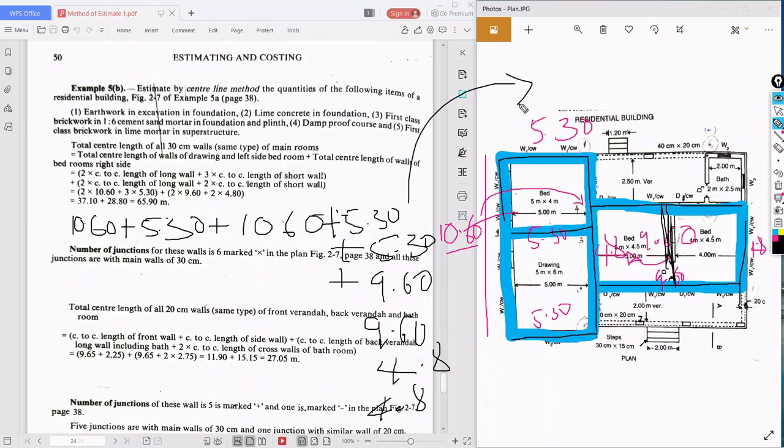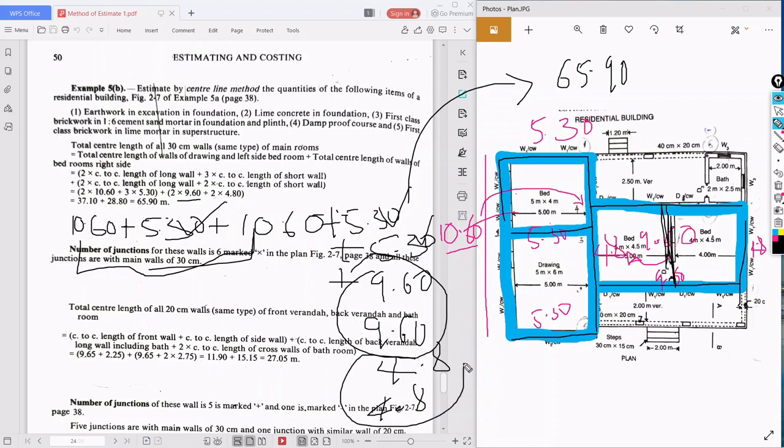That is 65.90. How? See here, this 10.60 is there, right? So 10.60 and 10.60, so 2 into 10.60. Okay, then 5.30, 5.30, 5.30, so 3 into 5.30, plus 2 into 9.60, plus this 4.8 also twice, 2 into 4.8.